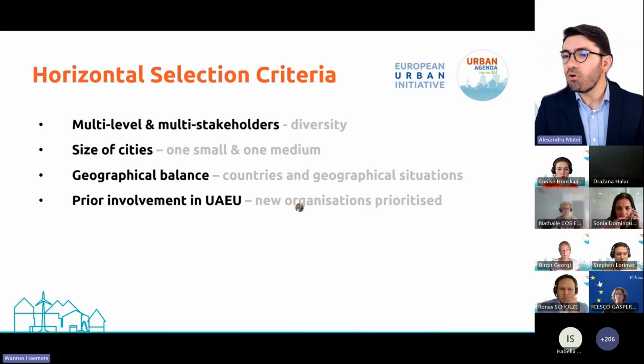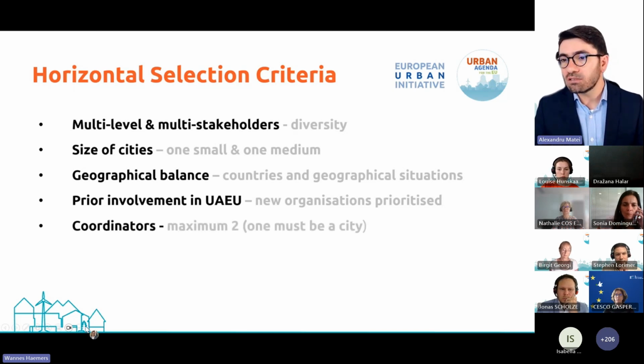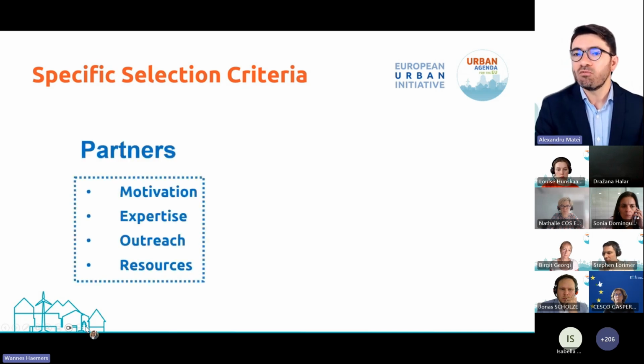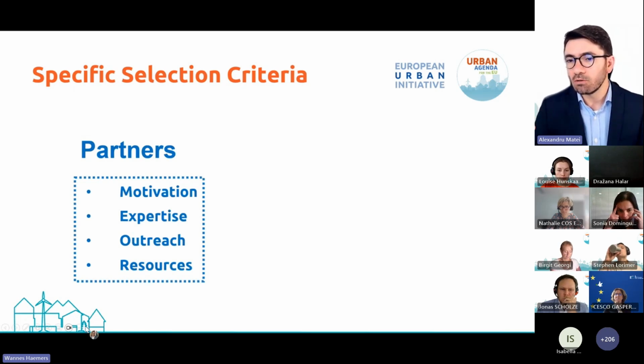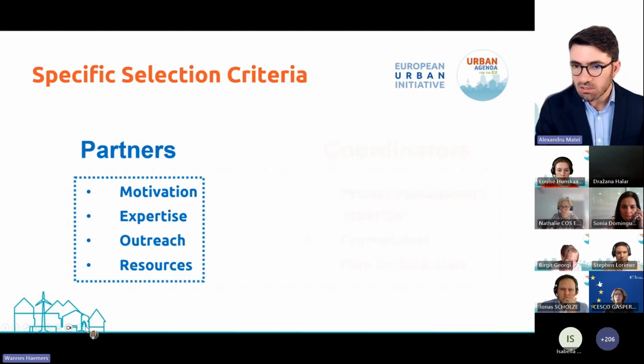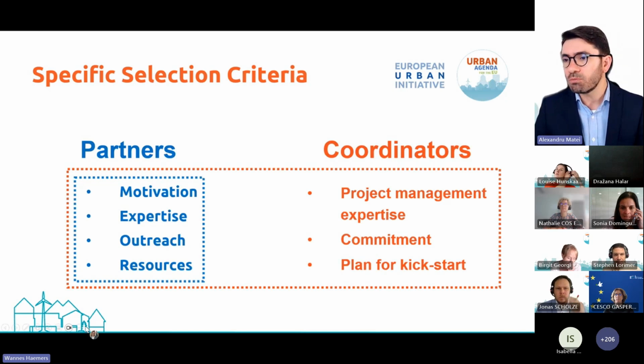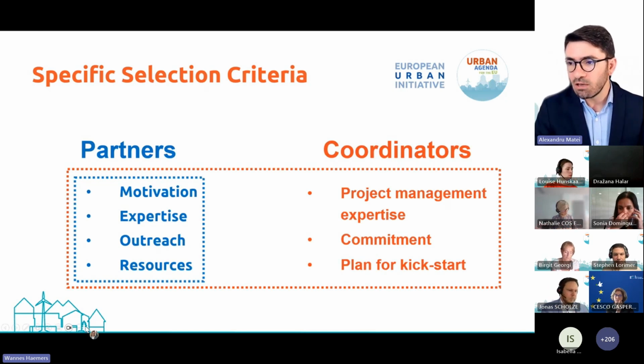In terms of prior involvement, as I said before, organizations that have never before been in an Urban Agenda partnership will have a small priority on that side. Coordinators, at least one of them will need to be a city and there will be a maximum of two. And just to conclude, in the survey, you will see for partners three main criteria of information: motivation, expertise, outreach, resources. They have dedicated questions. And if you're a coordinator, on top of this, you will also have questions about project management, commitment, and kickoff meeting.